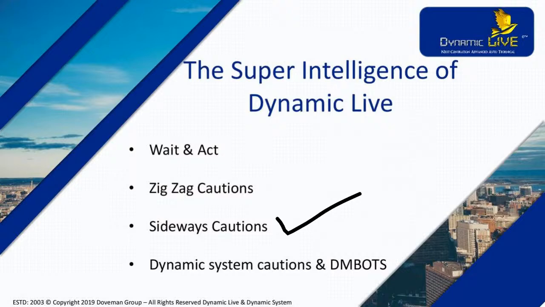And they don't know that it is sideways. But today, Dynamic Live is the one and only platform in the whole world which can automatically identify the sideways movement for you. Not only that, it goes one step forward by identifying sideways movement before it starts.